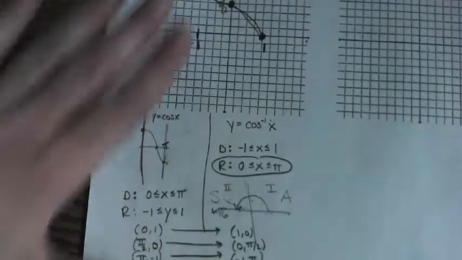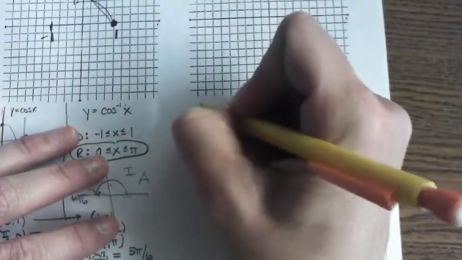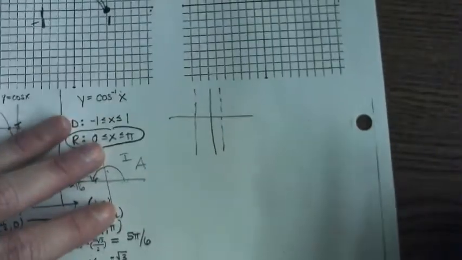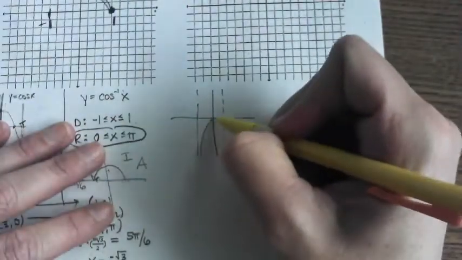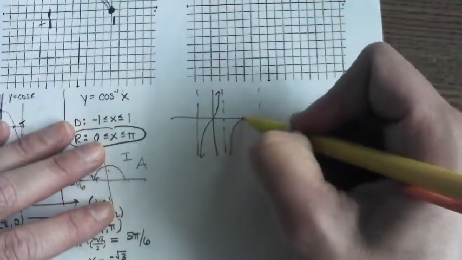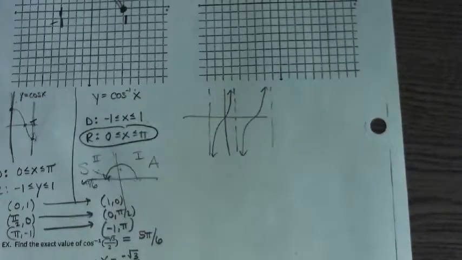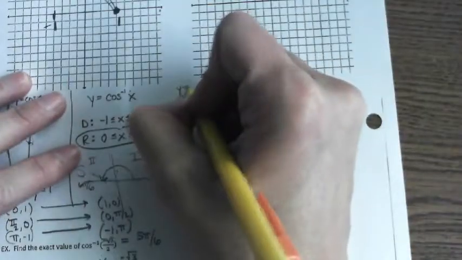Okay? Now tangent. Let's think about our tangent parent graph. We have asymptotes at pi over 2 and negative pi over 2. And then this happens over and over and over again. So this one's, I would say, even simpler to come up with the appropriate invertible domain. So this is y equals tan of x.